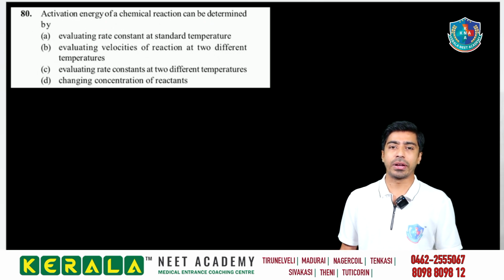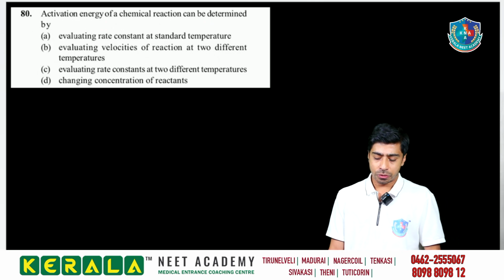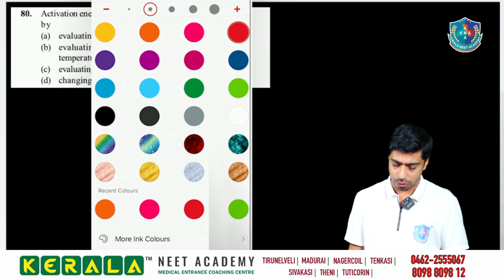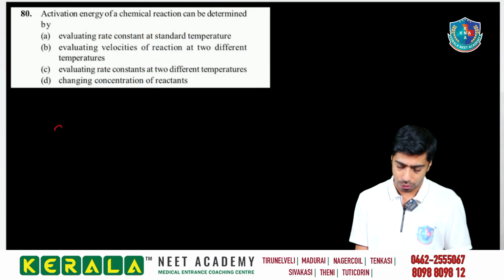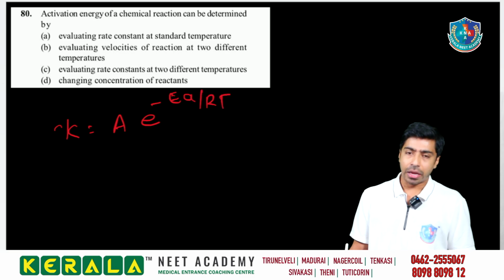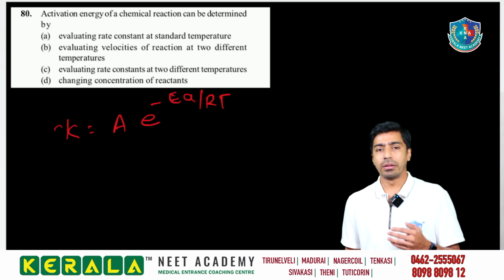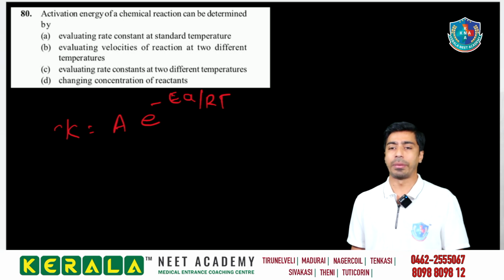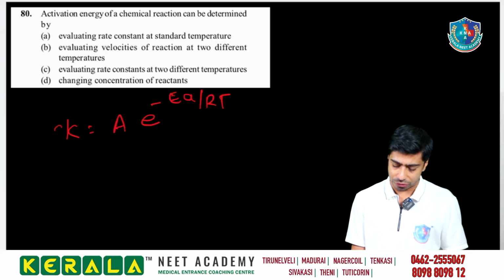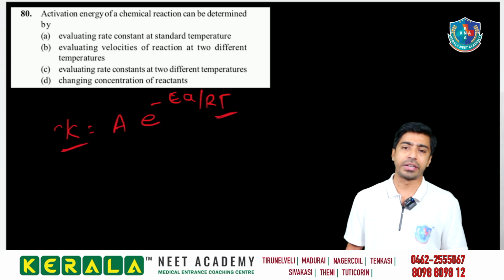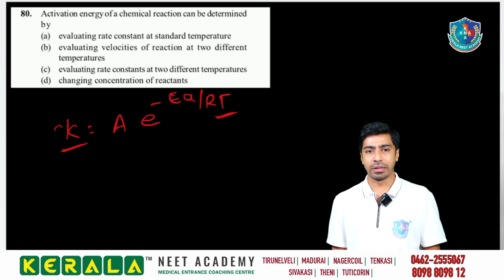Activation energy of a chemical reaction can be determined by. So actually, activation energy Ea, as you know, the rate equation, we have the equation k which is equal to A into e power minus Ea by RT. In order to evaluate the activation energy, we can compare the rate constant k at 2 different temperatures, because the k value will depend upon the temperature. And when the temperature is increasing, there will be an increase in the k value also. So that activation energy will also be giving a constant value.